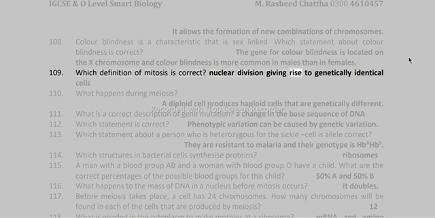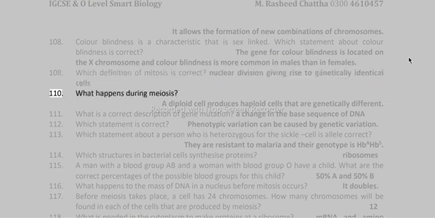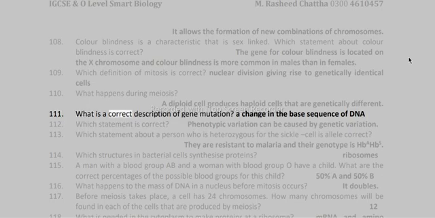Nuclear division giving rise to genetically identical cells. 110. What happens during meiosis? A diploid cell produces haploid cells that are genetically different. 111. What is a correct description of gene mutation? A change in the base sequence of DNA.